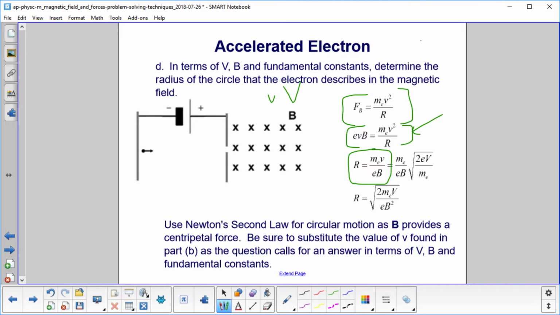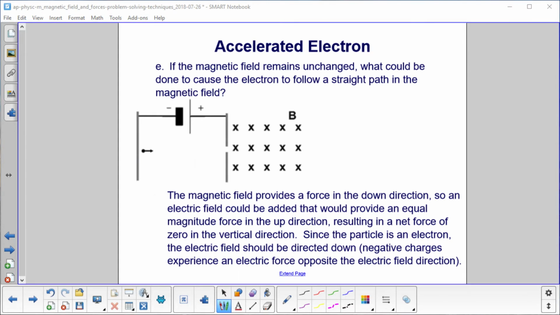Now, if you weren't able to do that on the AP exam, I would at least write this, obviously, because that's what you figured out, and then put a little sentence in saying, hey, I'm sorry, I didn't find the velocity, but I would use the velocity from part C. You may get a point, which every point counts on this exam. We put in the velocity, we simplify it so it looks pretty, and you don't even have to do that. This, of course, would be acceptable, and that's your answer for the radius.